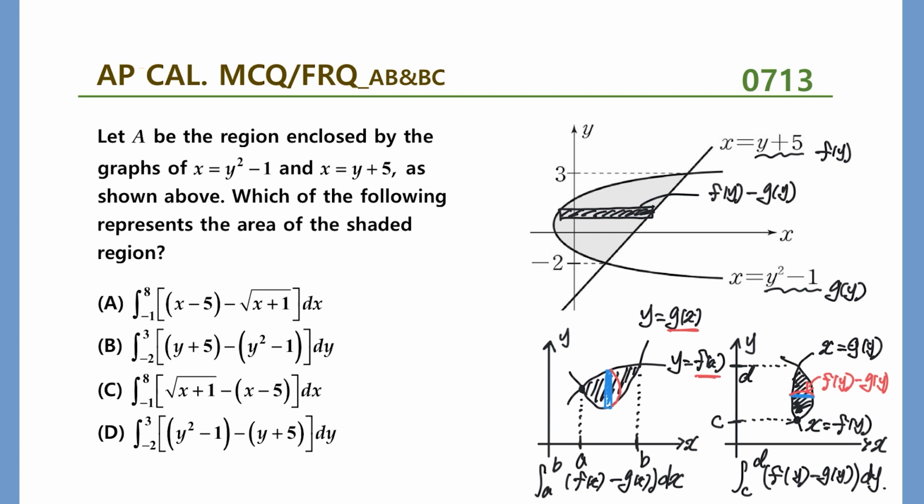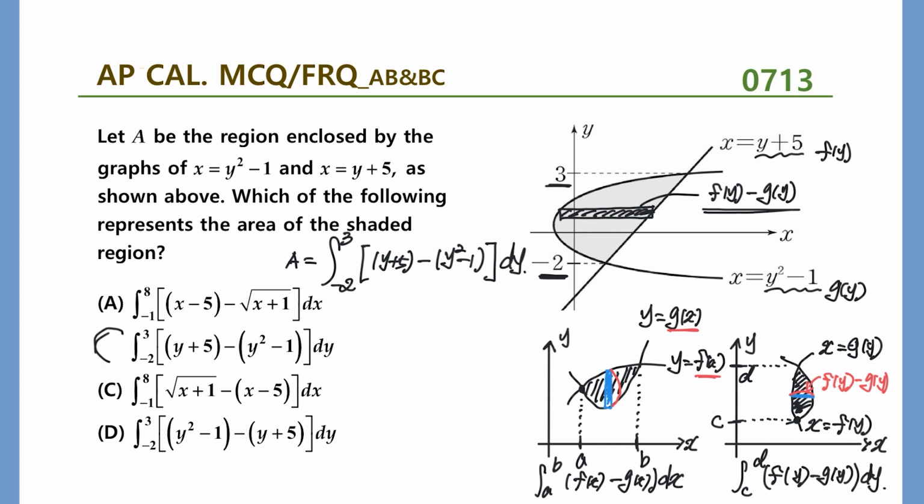So the area of this region A is equal to the integral from -2 to 3. The lower limit is y and the upper limit is also y. We have to subtract the curve on the left from the curve on the right, f of y minus g of y. So f of y is y + 5, minus the curve on the left, y squared minus 1, dy, right? So the answer must be B.